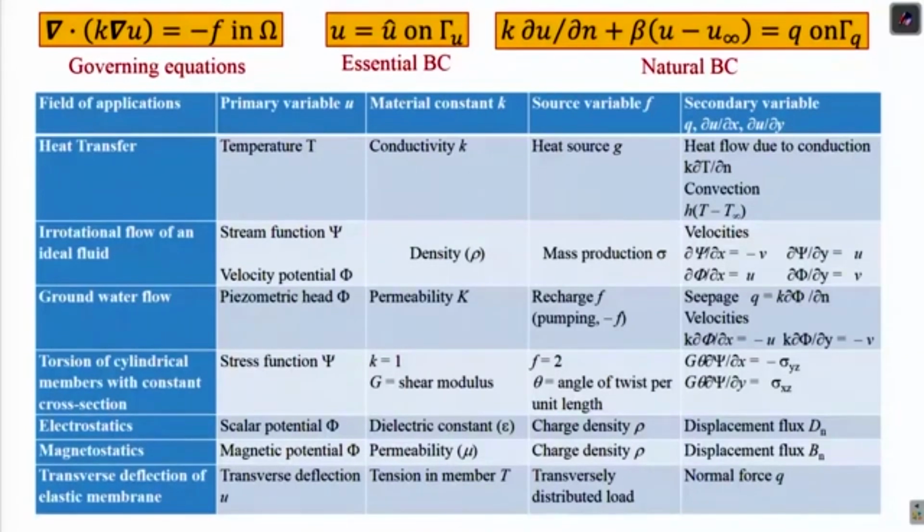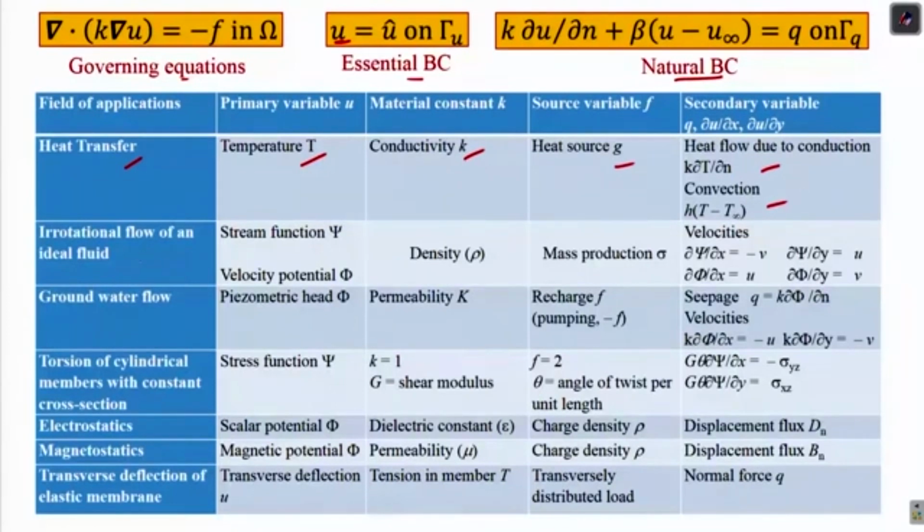Now, this is the governing equation. Our essential boundary conditions will be on u on the prescribed boundary, the essential boundary, and then we also have natural boundary conditions like this. Now, this is a general form of natural boundary conditions. Depending on what problem we have at hand, this expression will change. For instance, if it is a heat transfer problem, then our primary variable u becomes temperature T, then K, which is the constant, becomes conductivity, and then F, the source term, becomes heat source, and these are the boundary conditions for the case of heat conduction and then convection.